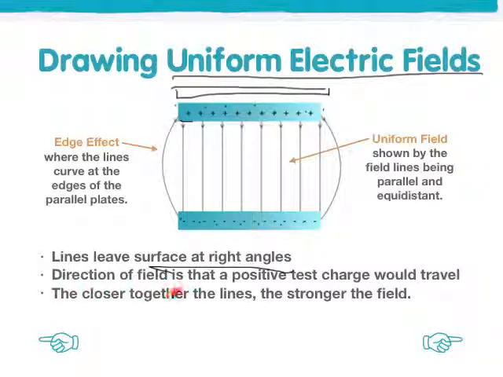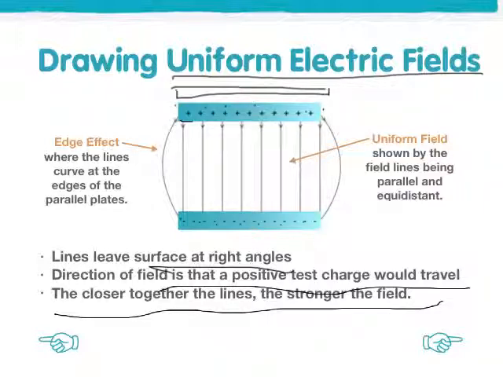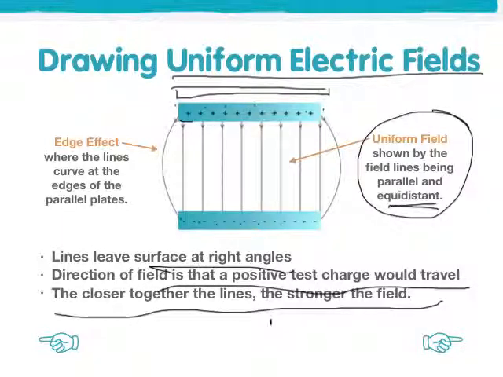Our direction of field lines, we've already covered. We still use the same convention as before, and as before, the closer together the lines, the stronger the field. However, in a uniform field, you should find that they are parallel and equidistant, that there's no area within this field which shows that the field is stronger. Equidistant means equal distance, so all the field lines inside the uniform field must be equidistant.